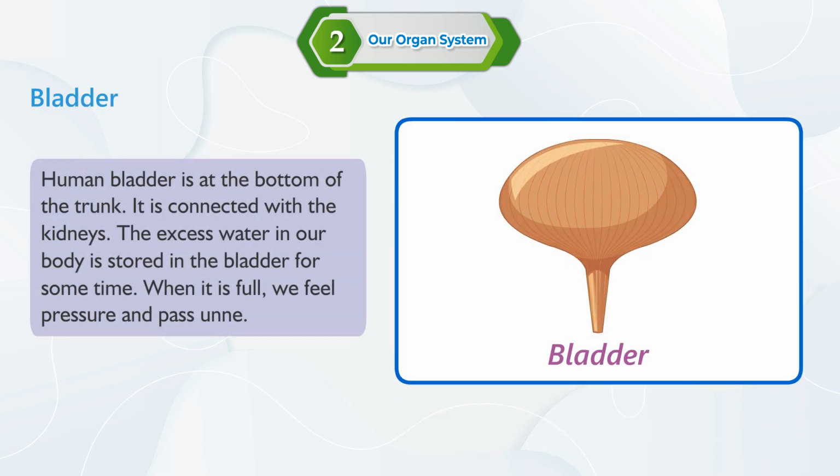Bladder. The human bladder is at the bottom of the trunk. It is connected with the kidneys. The excess water in our body is stored in the bladder for some time. When it is full, we feel pressure and pass urine.